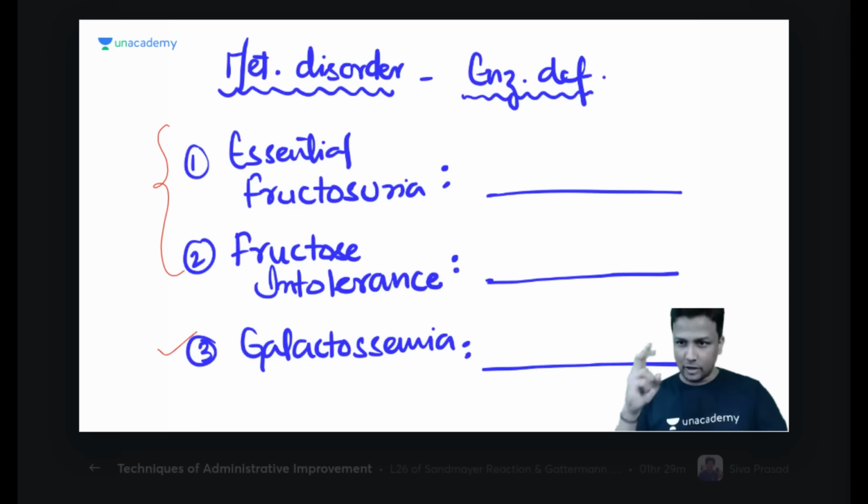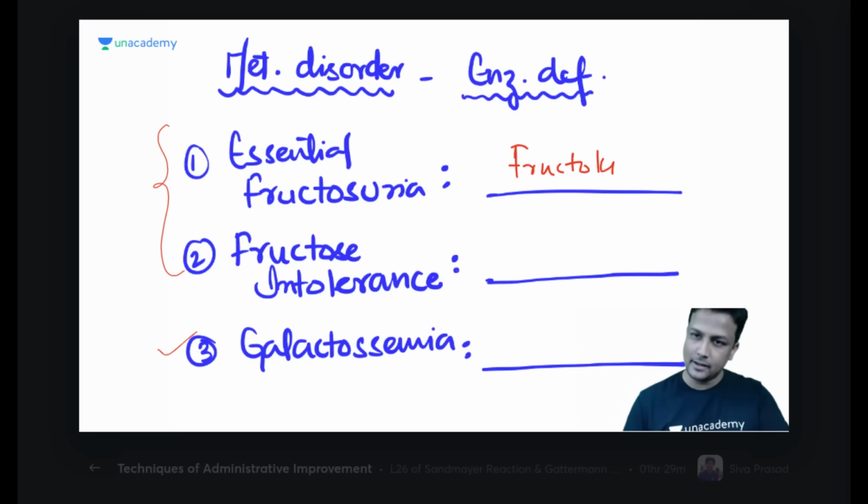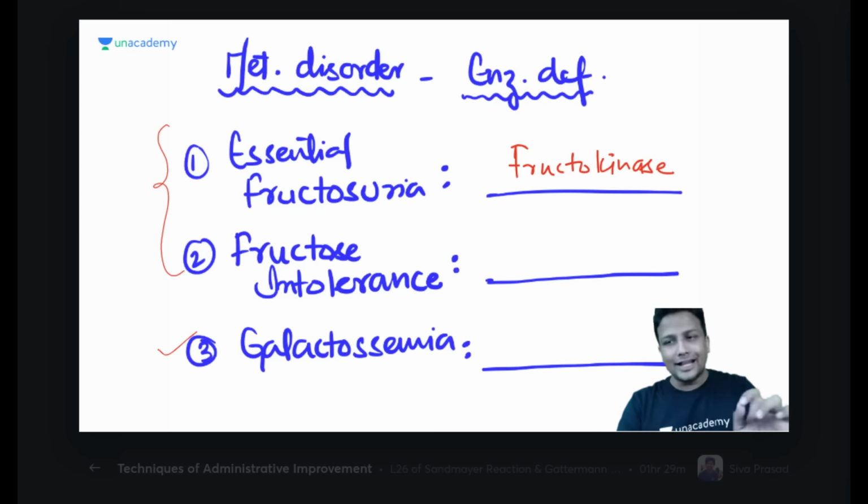Fructose metabolism, full concentration. Two things you have to learn here. Number one, essential fructosuria. It will occur due to deficiency of which enzyme? The name of the enzyme is fructokinase. Listen very clearly. I am telling fructokinase. Essential fructosuria is due to deficiency of fructokinase.